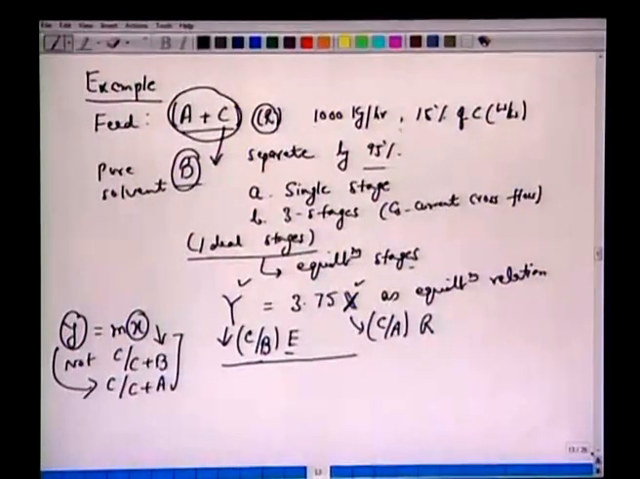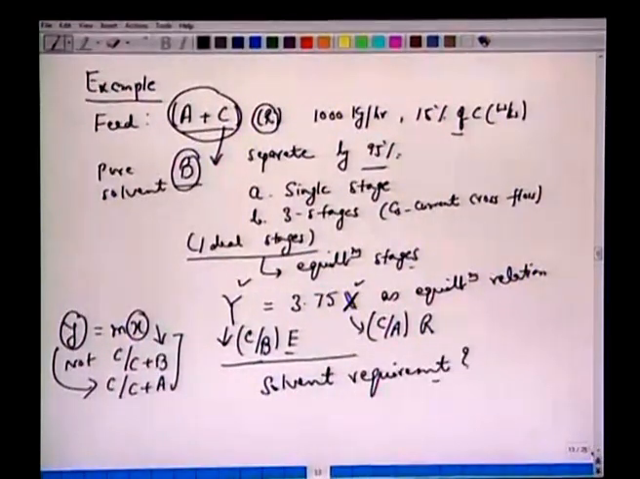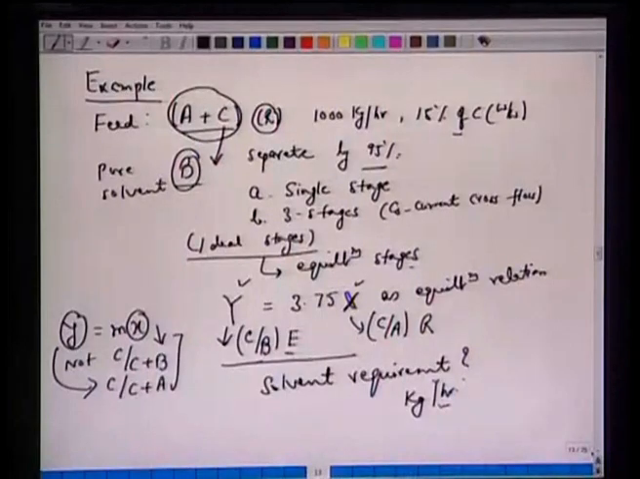1000 kg per hour of feed contains 15% of C. We have been asked to reduce it by 95%. And the question is, how much is the solvent requirement in both cases? So, how many kg per hour etc. is required. So, we draw the schematic here.